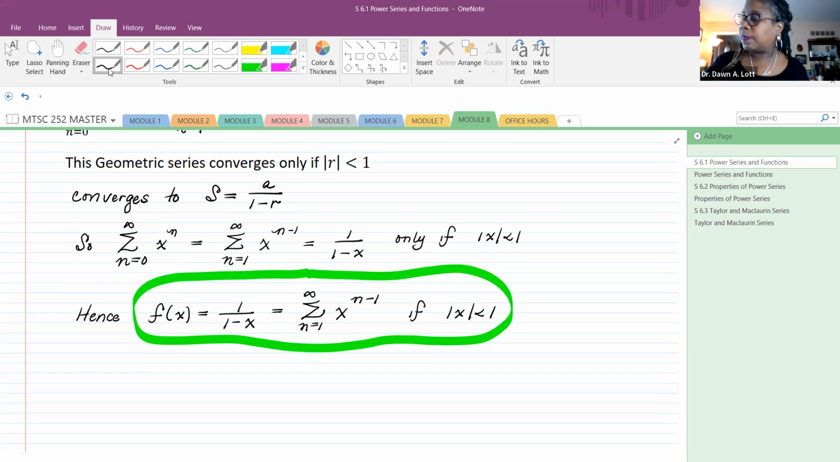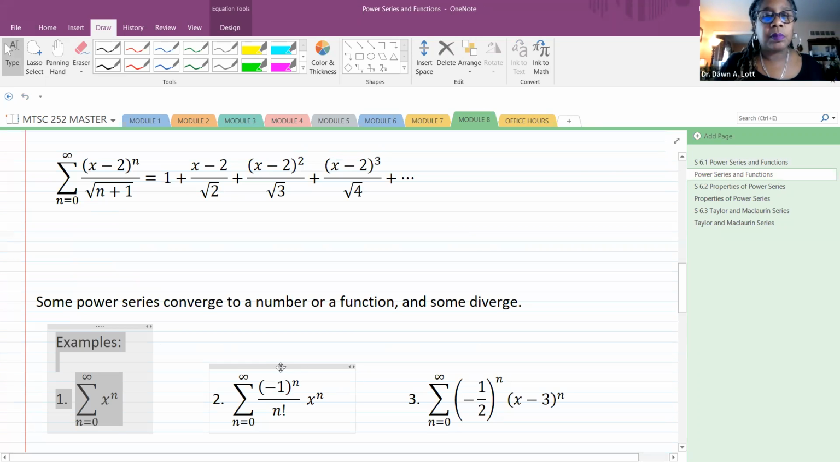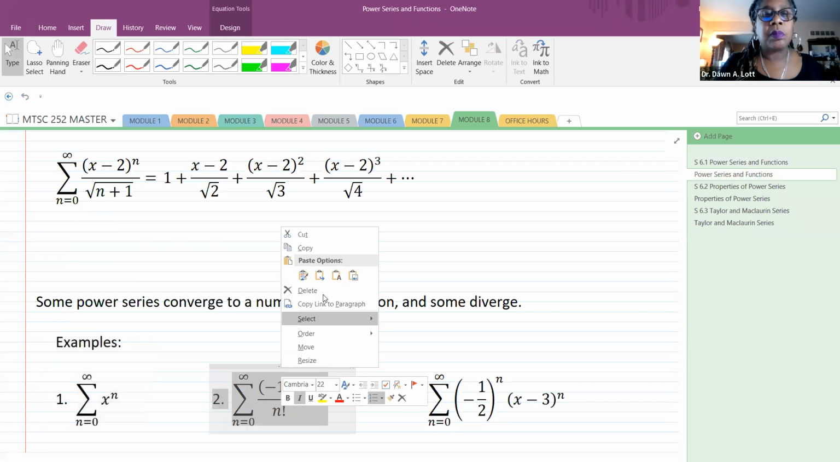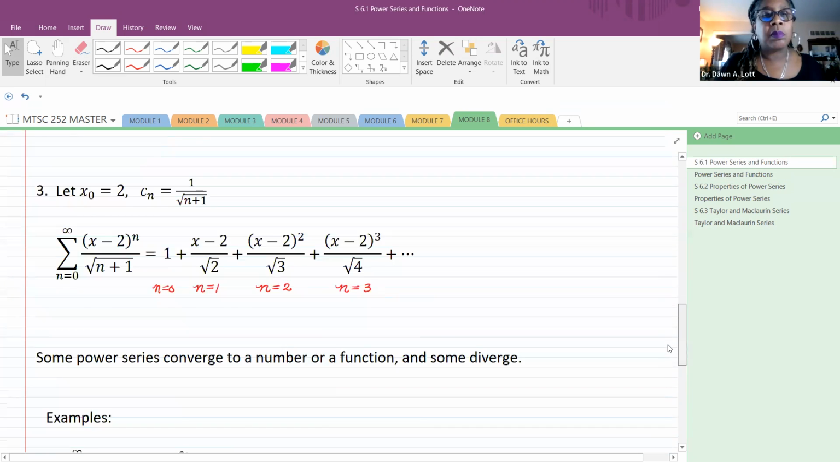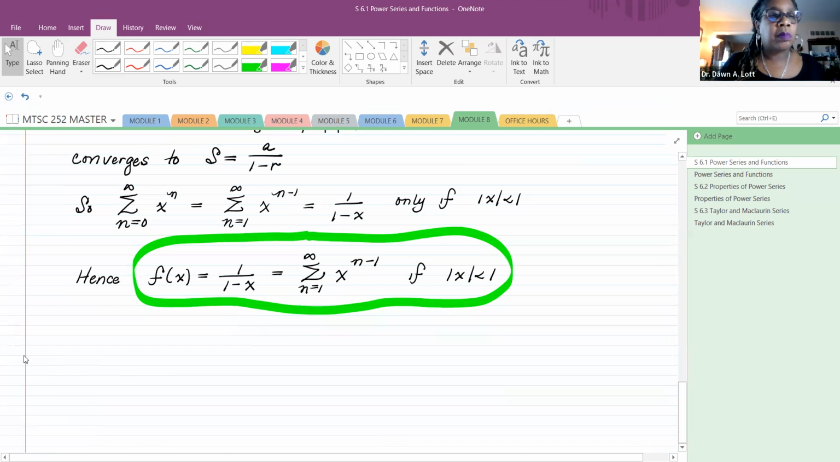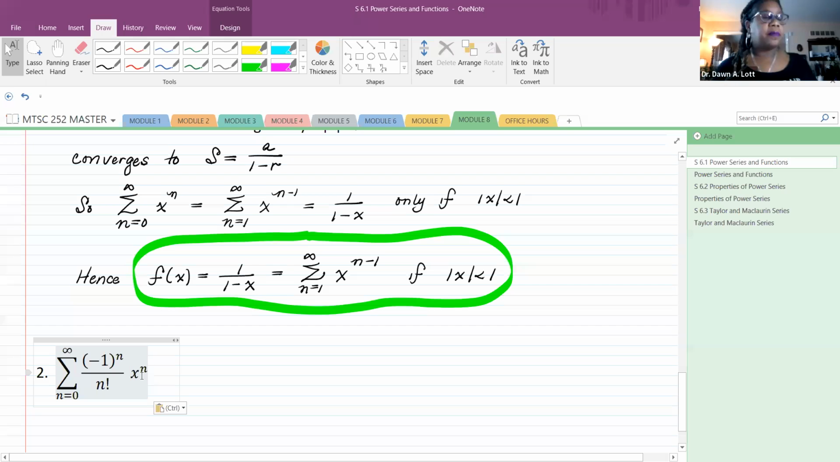Okay, there we go. All right, so that was the first example. Let's go to the second example. Okay, now this one is a lot more fun.